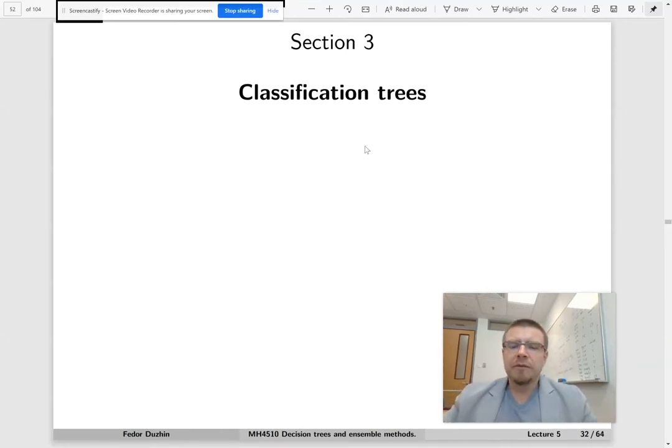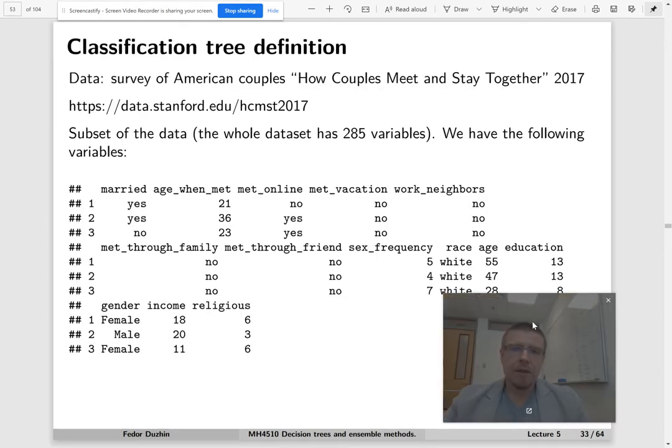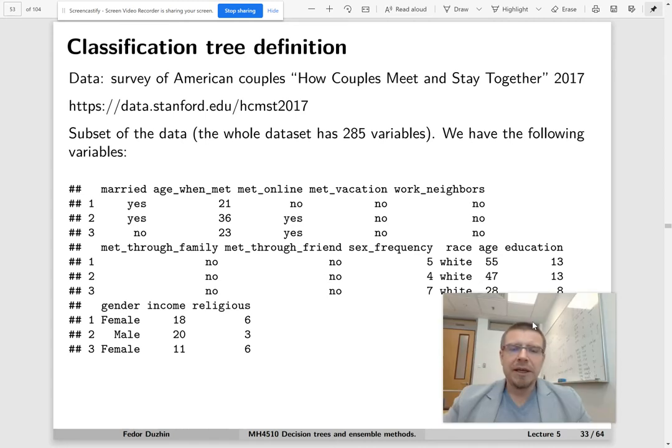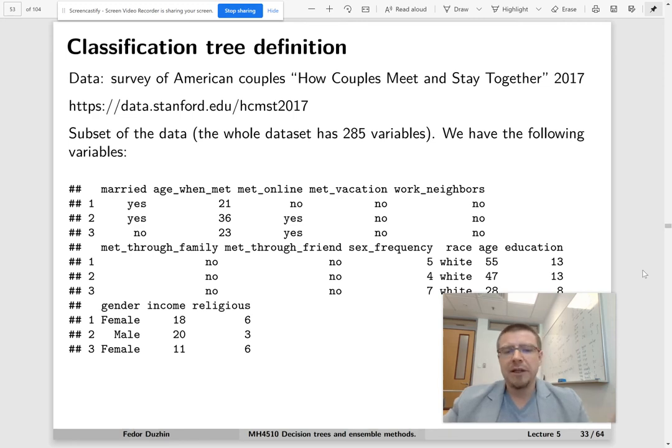Okay, so far we covered regression trees, so decision trees that are used for regression. So let us do classification trees. So here is the data set. It is taken from a large survey in the United States. It is called How Couples Meet and Stay Together. The whole data set has 285 variables, but I have simplified it, so I have chosen 14 for this lecture.